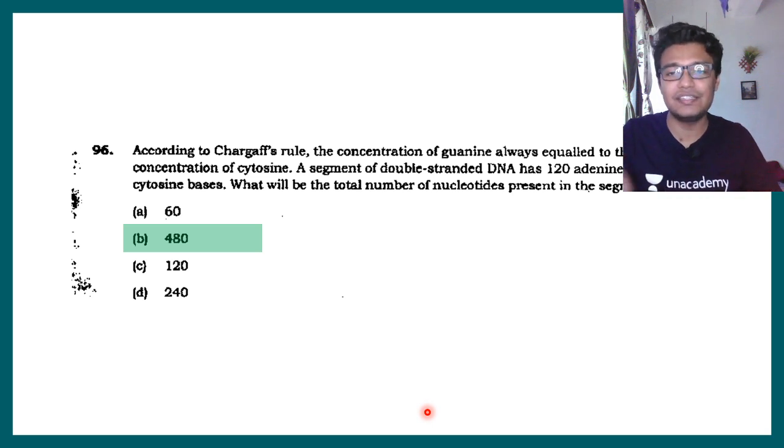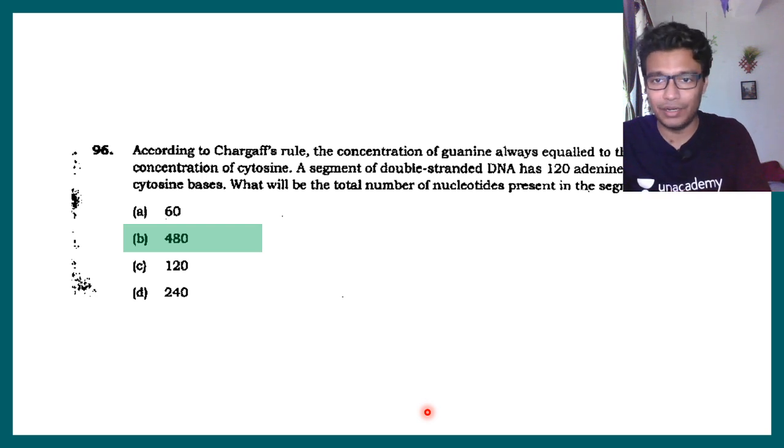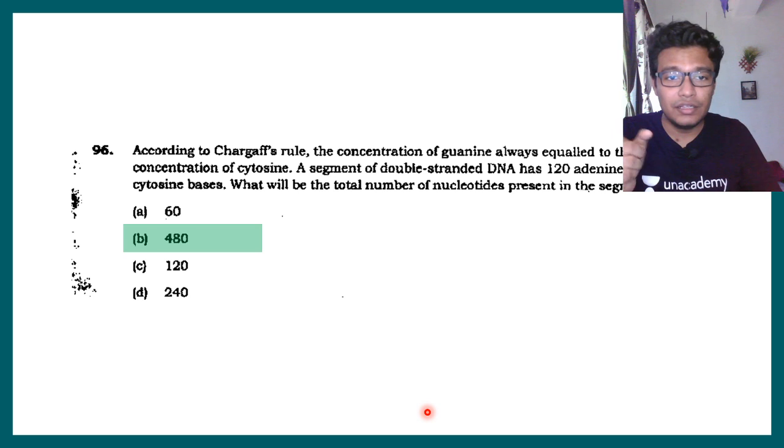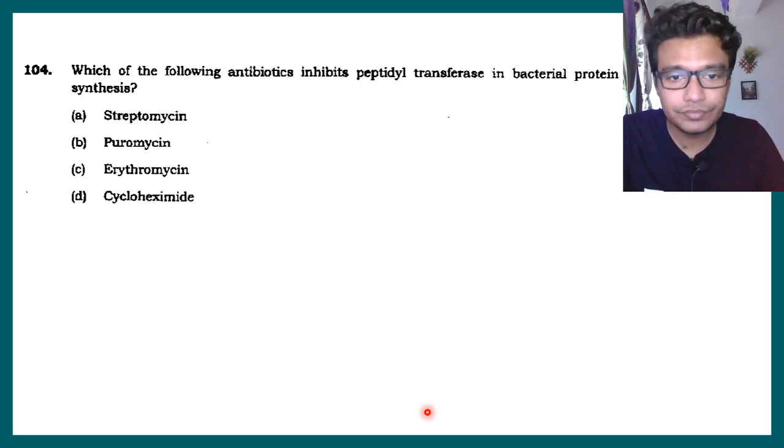AT and GC, this pairing is there, right? So obviously in a double-stranded DNA, you would have equal number of A's, equal number of T's. So if A's are 120, T's would also be 120. Okay, now we have 240. And if the cytosines are also 120, so the G's would also be 120. Now we have another 240. 240 plus 240 is 480.